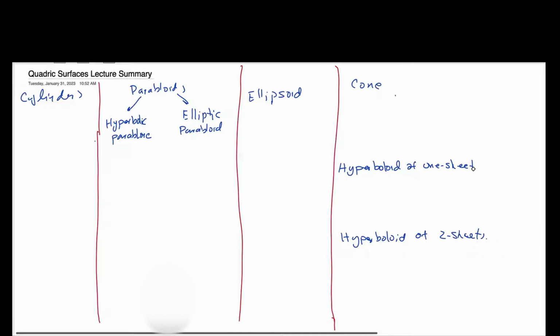So what are the cylinders? Cylinder, typically a variable is missing. A variable missing. So let's give you an example. Let's say x squared plus z squared equal to 1. And so what happens is that the variable that is missing, if I set it equal to a constant, for any constant you get the same shape.